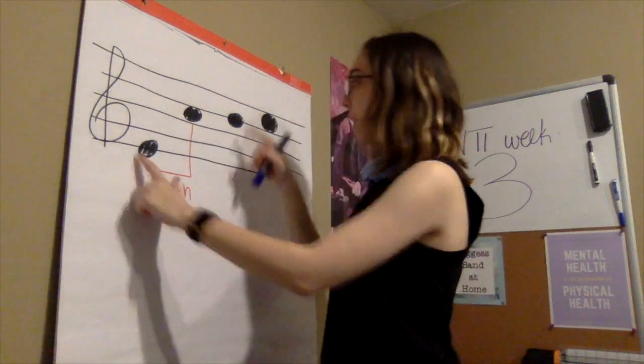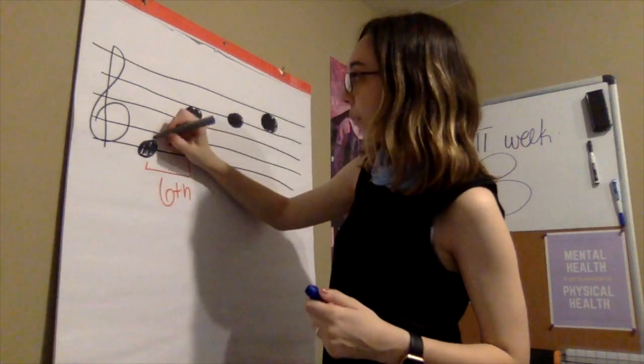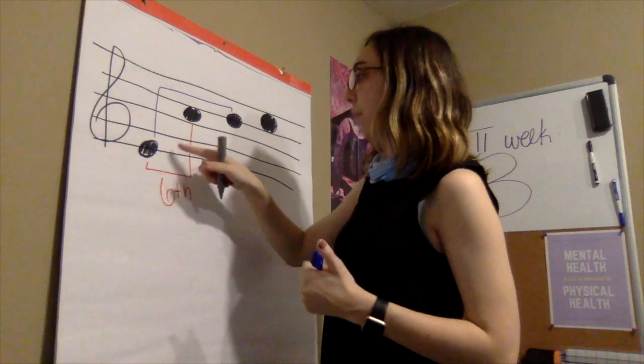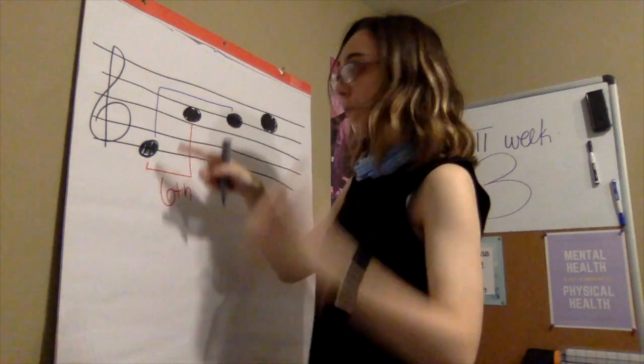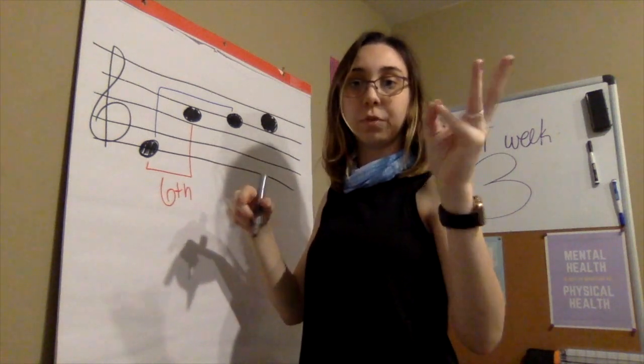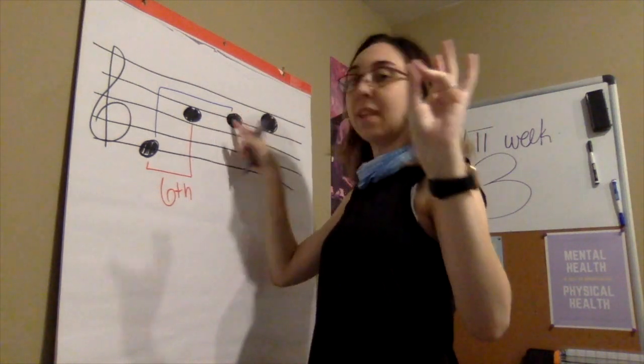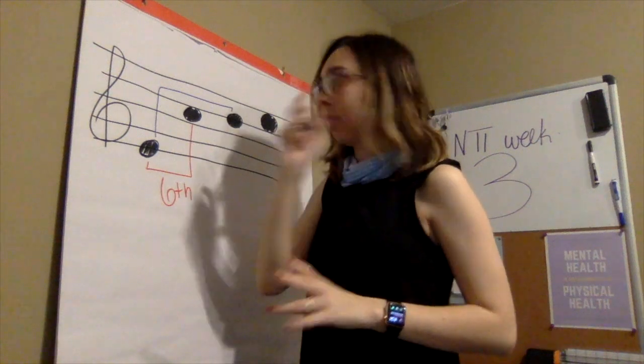Then if we go from E to this D here, this interval, E, F, G, A, B, C, that puts us at 6. This is sign language for 6. Then up to D, 7. That would be a 7th.